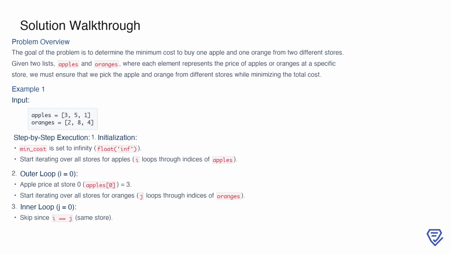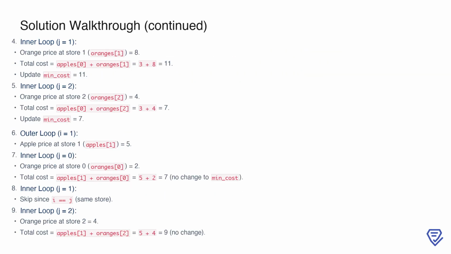In the first outer loop iteration, we focus on the apple at store 0, which costs 3. In the inner loop, we skip store 0 for oranges since i equals j. Moving forward, we start evaluating other combinations to find the total cost. Now, with the apple price at store 0 being 3, we examine oranges from other stores.